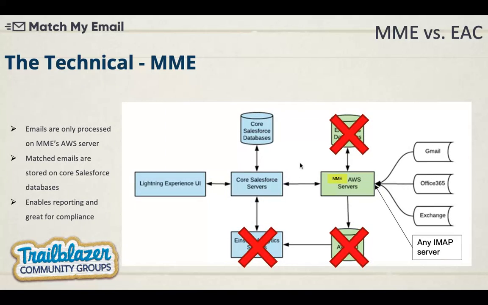Match My Email takes a different approach. We can connect with Google Workspace, Microsoft 365, Exchange. We can also integrate with any other email host through an IMAP port. When we process emails, we're taking carbon copies of emails.